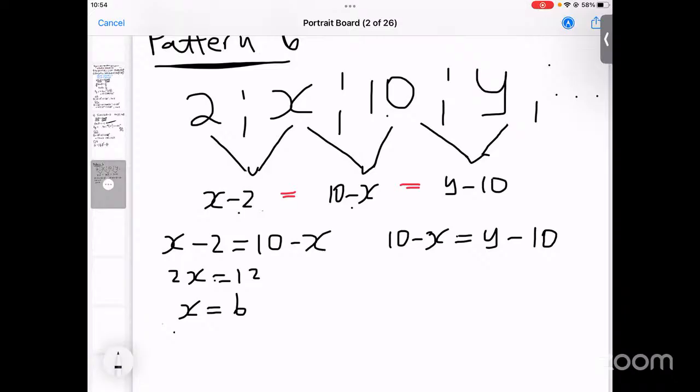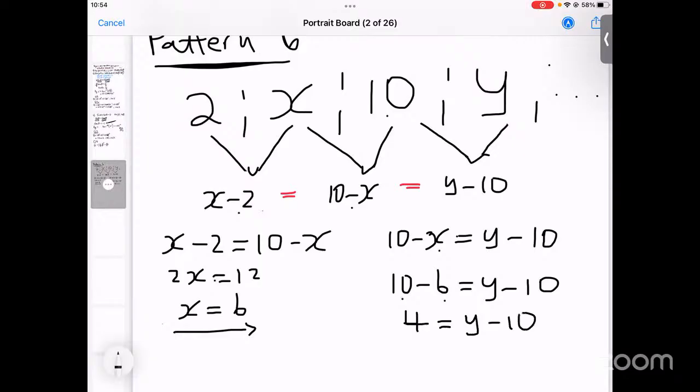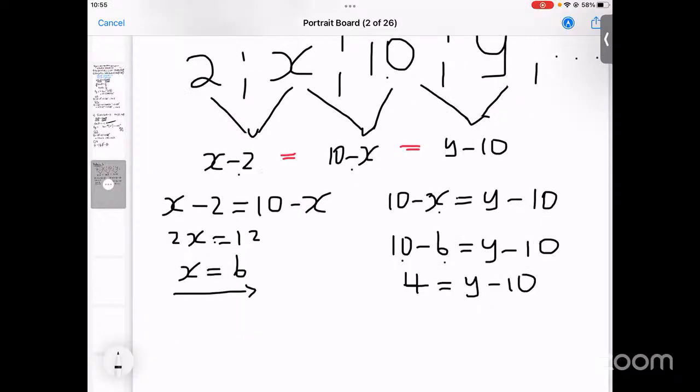Already you have calculated your x value, so you take that x value and put it there. That means you have 10 minus 6, which is equal to y minus 10. And what is 10 minus 6? Is it not 4? Yes, that is 4. If you take the 10 to the other side, it becomes 10 plus 4, which is 14. So that means your y is equal to 14.